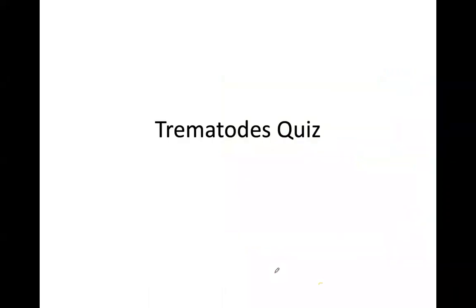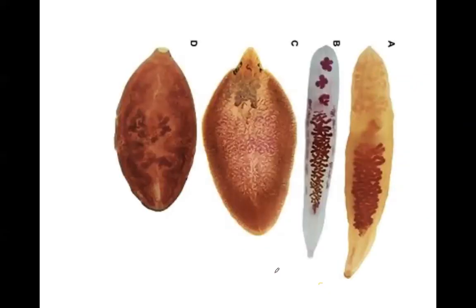Now, trematodes. Let's go. What is A, B, C, D? Let me see in the chat. Can you identify A, B, C, D? Write A is this, B is this, C is this, D is this. And maybe write A is this because of this, B is this because of this, C is this because of this, D is this because of this. Let's go. You have 5 minutes.